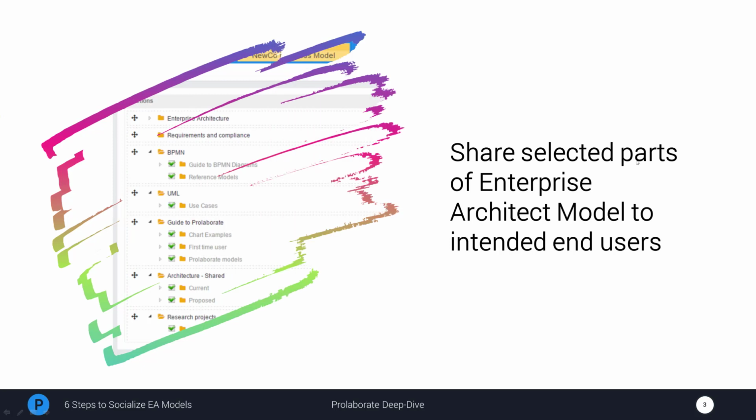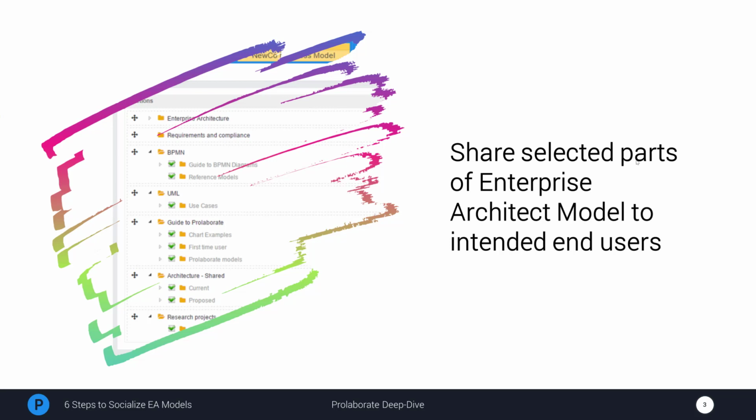So to start with, as I said, the first step is how do we share selected parts of your EA model to the intended end users? One of the key challenges that we have seen in the past is the comprehensiveness or the rich contents in EA models are quite good for someone who knows how to skim through and how to find their way out.